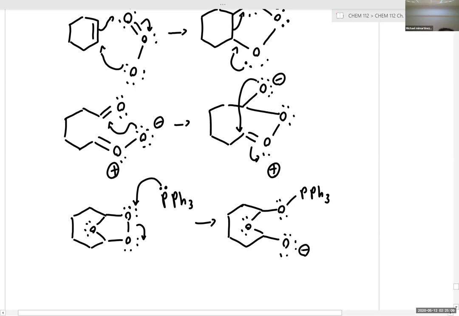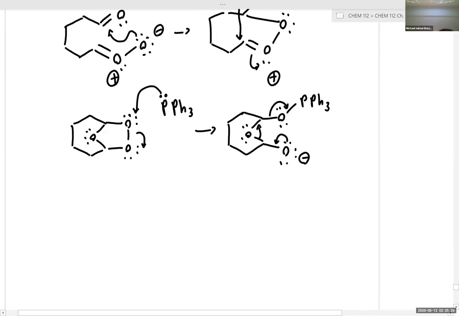Okay, now that we have our relatively nucleophilic oxygen, we're going to kick our lone pair down, and we're going to lose an equivalent of triphenylphosphine oxide. So in the end, after our reductive workup, we generate the following products.